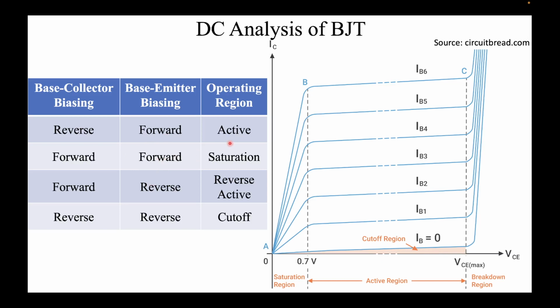I repeat that in most of our problems we operate in this region, when base-collector is reverse biased and base-emitter is forward biased. This is called the active region. You see the big region in the center; this is where we operate.